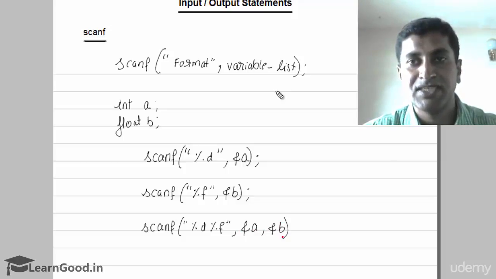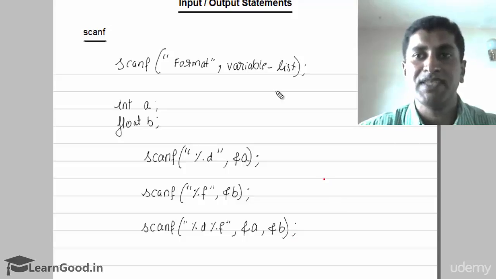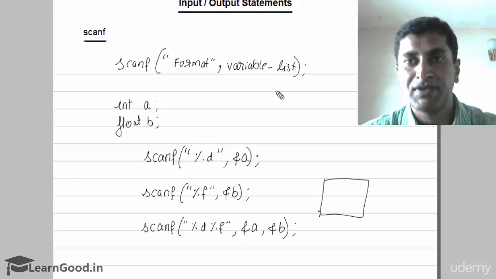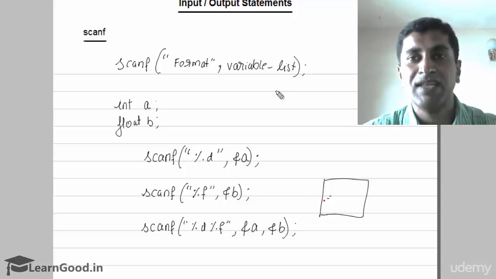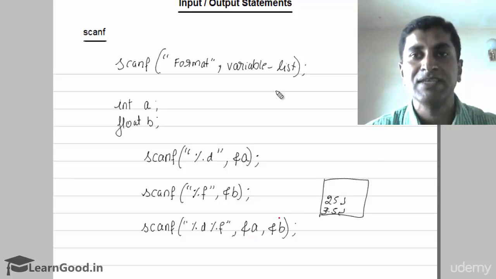So what happens here is when you run the program for this line, the cursor will be waiting until you press a value. So if I give a value 25 and then press the enter key, that 25 will be stored inside this A, and again the cursor comes to the next line and waits for the second variable value, that is B. So if I give the B value as 3.5 and then press enter, the 3.5 will be stored inside this B. The first value will be stored in the first variable, the second value will be stored inside the second variable.